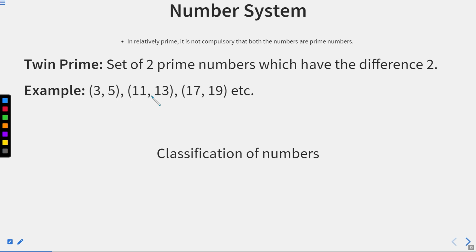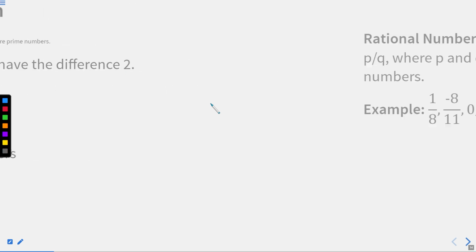Next we have twin prime numbers. Two prime numbers having a difference of 2 are said to be twin prime numbers. For example, 3 and 5, 11 and 13, 17 and 19. These are all examples of twin prime numbers.